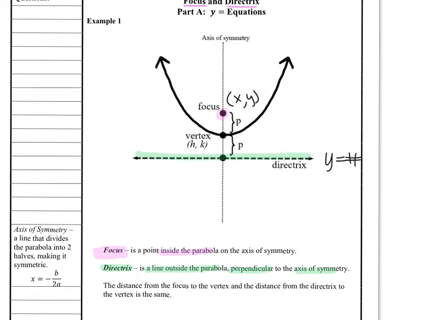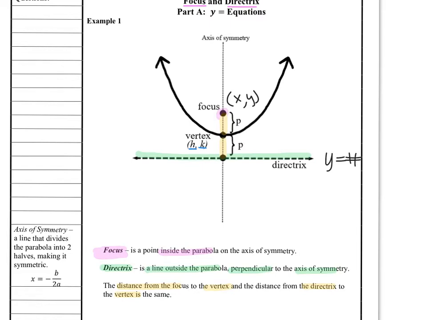And then the last piece down here is that the distance from the focus to the vertex and the distance from the directrix to the vertex are the same, meaning this distance right here from the focus to the vertex is the same as the distance from the vertex to the directrix. And you always write your vertex as h comma k. Right here, and we'll use that again in a couple minutes.